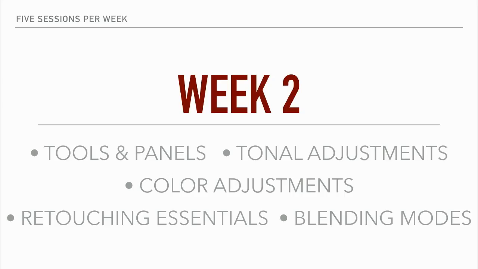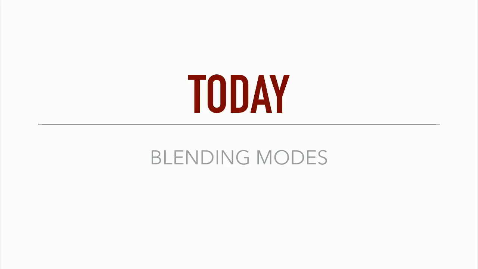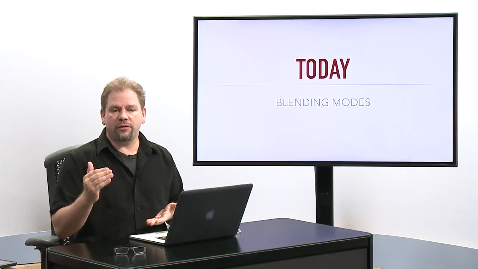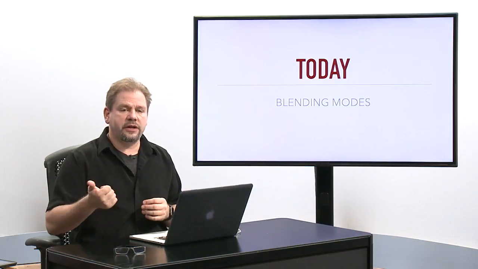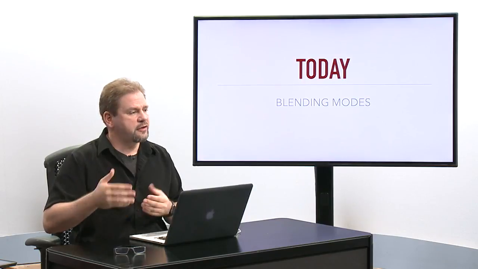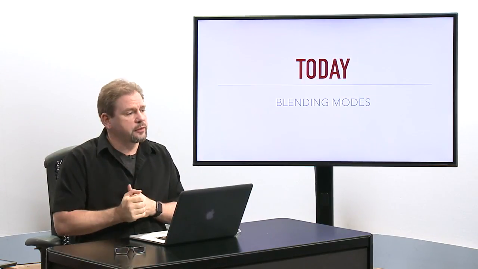We're in week 2, and here are our sessions for this week. Today, we're darn near halfway done. Not quite, but darn near half done with our full month of exploring Photoshop. And today's topic is blending modes. Blending modes is a menu we'll find in Photoshop in many different areas that has choices like screen, multiply, hard light, soft light, just a long list of different blending modes. That's what we're going to explore.